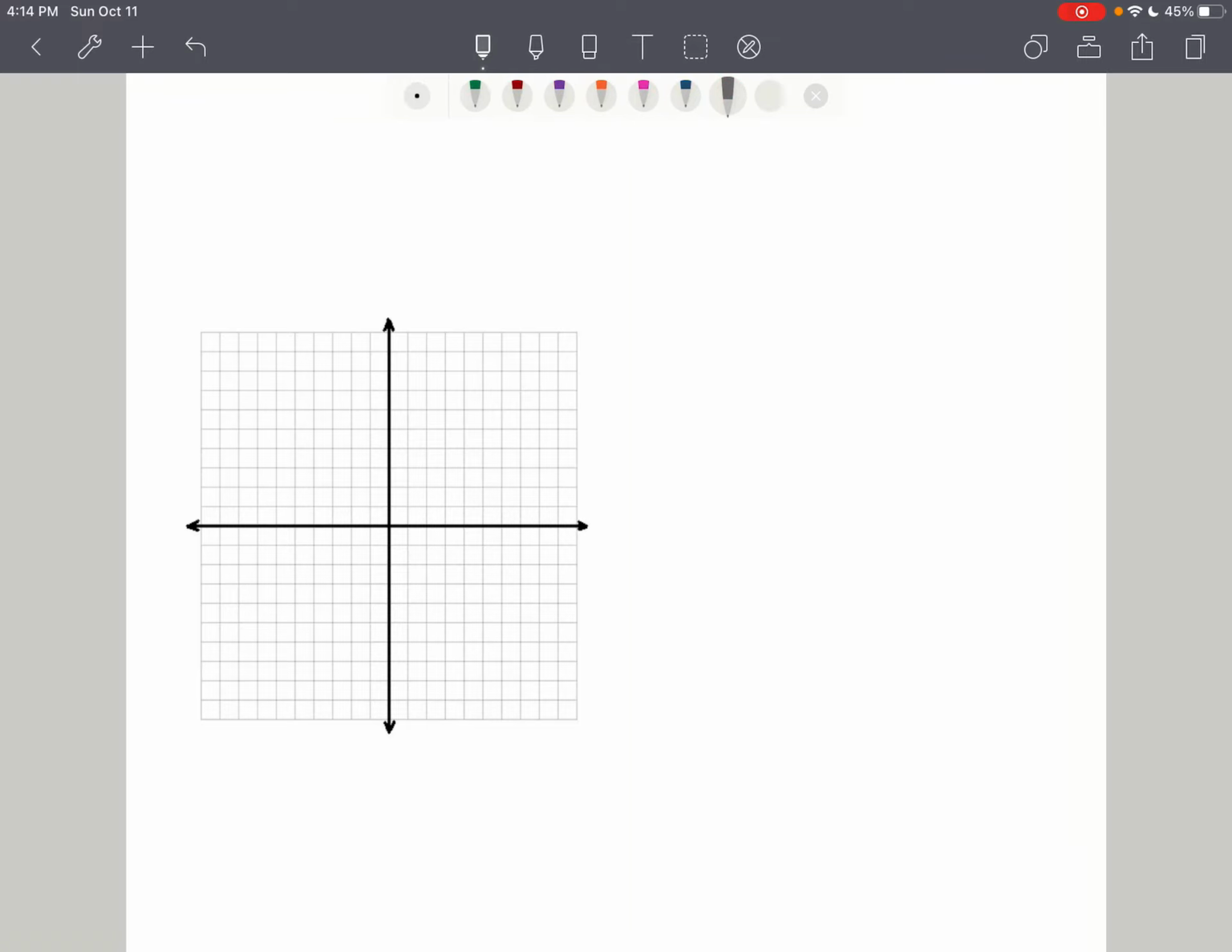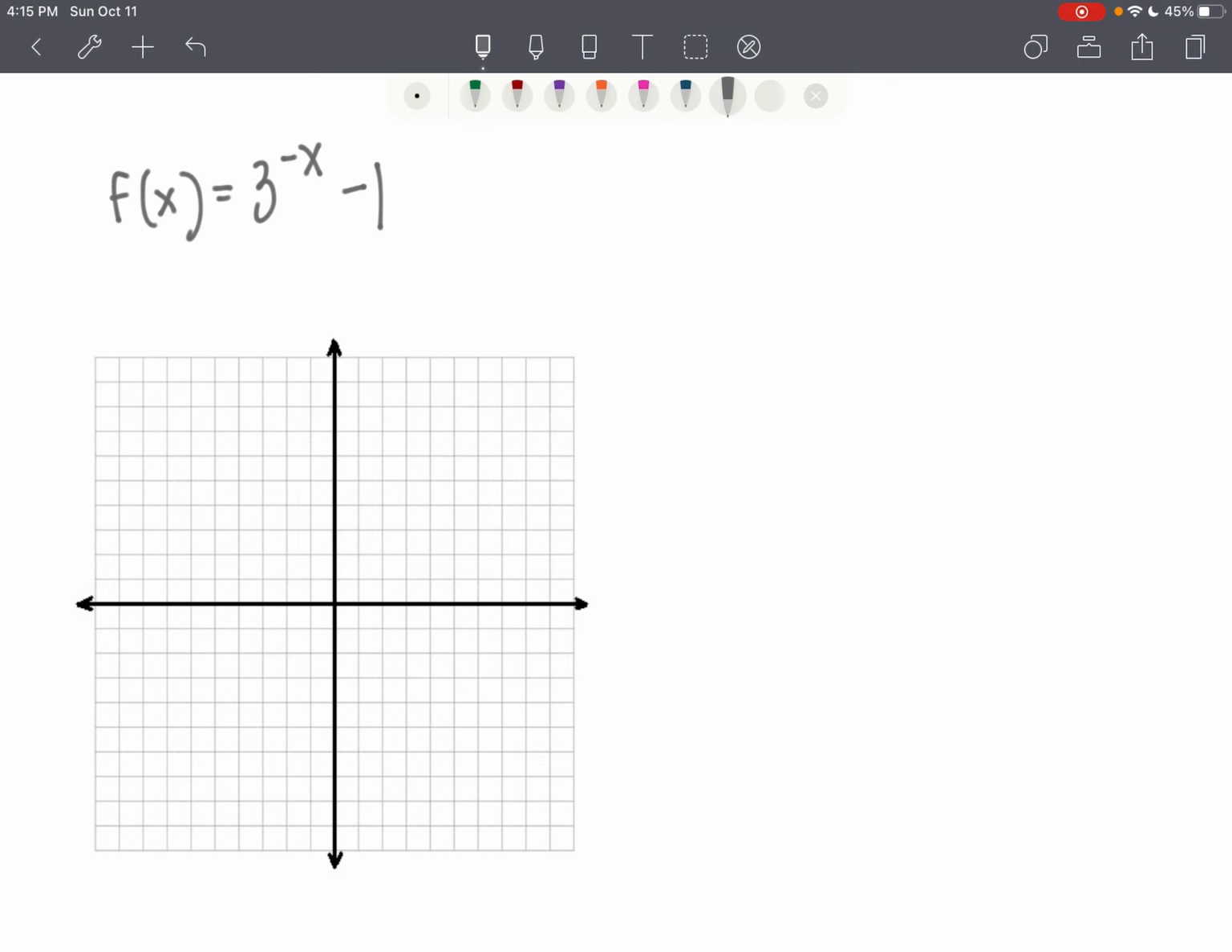I stopped the last video short just a split second too soon. Let's talk about f of x equals 3 to the negative x minus 1. First I'm going to take this 3 to the negative x minus 1, and I'm going to ask, what does this negative on the inside of the exponential function do to our graph of 3 to the x? Well, it's going to reflect it.